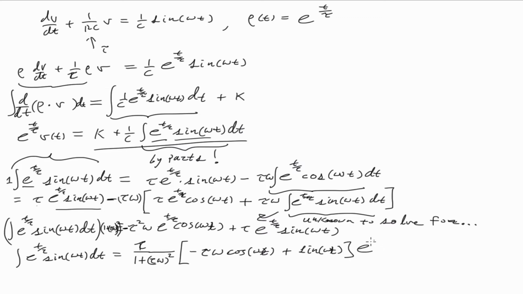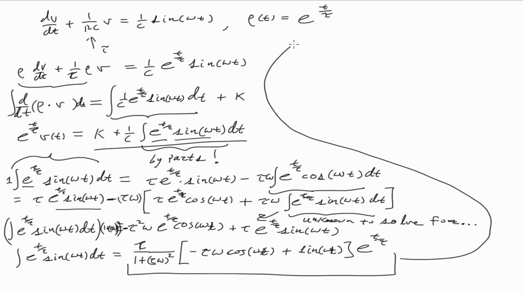And then I multiply by e to the t over tau. All right, so that's the value of that integral. Okay, so now I'm going to go up here, see if I can finish this out. So we know that this integral that I just computed, now I can put this all together by multiplying this whole thing by e to the negative t over tau. And that's going to cancel things.